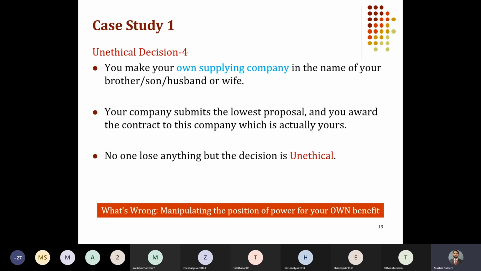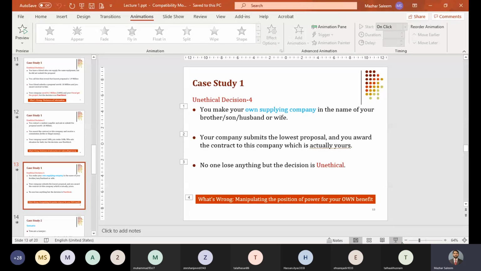Yeah, and what is wrong here? You are manipulating the position, the power of your position, for your own benefit. So that is something wrong. We are not supposed to do that. So these are different unethical decisions that we might make in this case study. So does anybody have any query about this?